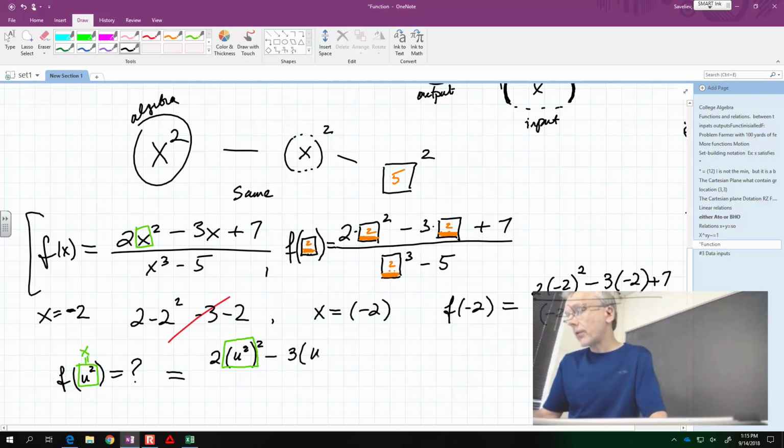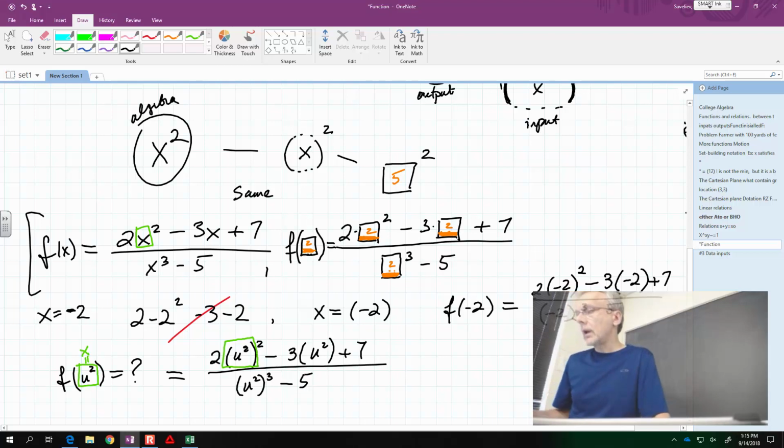So minus 3 u squared in parentheses plus 7 u squared in parentheses cubed, what is it, minus 5. Okay, intentionally, I'm not going to even try to simplify it. Well, imagine that maybe I don't care. Okay, so once again, every x appears 3 times, replaced with u squared in parentheses. So then the substitution is finished.